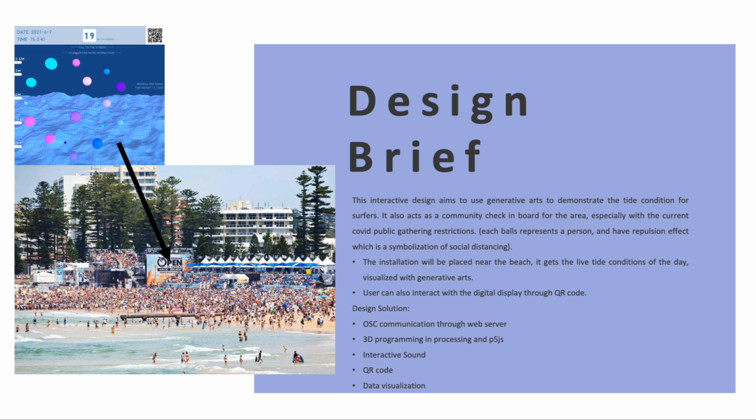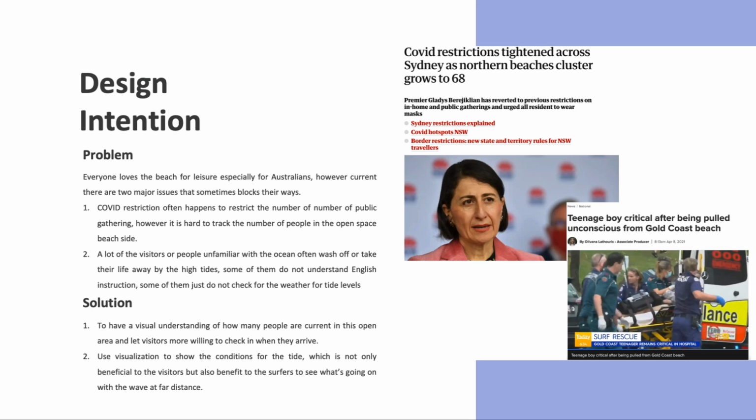The other problem is, as a surfer, I really want tide height data near the beach. Therefore, in my design, the wave height represents the tide, and the balls are a symbolization of people gathering in the social space. Each ball creates a repulsion when other balls are near them, which is another symbol for keeping social distancing. The design intention is to let people visualize the number of people in the public space, and the tide data is for safety awareness to people unfamiliar with the ocean, in case they get washed away.